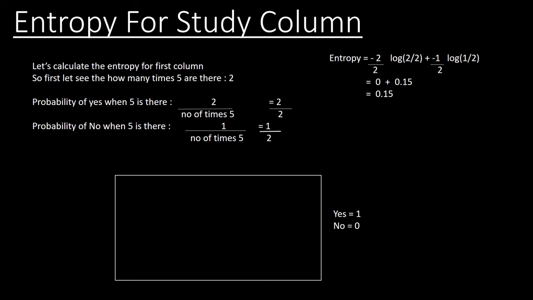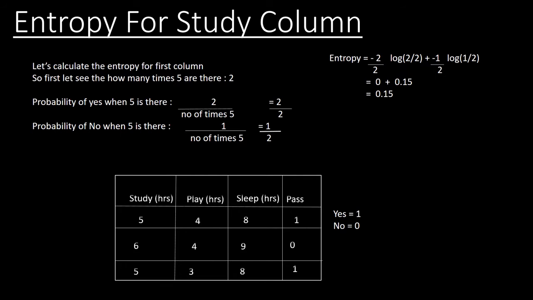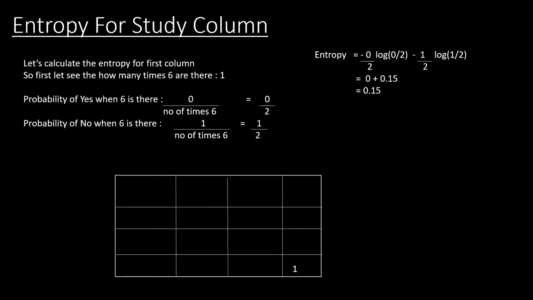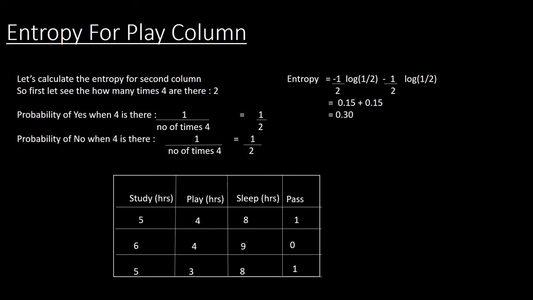So first we have to see how many times 5 and 6 are there in our first column. Then find the probability according to the output. We have 1 time 6 in our first column. Then see with 6 how many times we have yes in our output. So according to that our probability will be 0 divided by 2. Similarly for no, the probability is 1 divided by 2. After that calculate the entropy for that. Entropy will be 0.15.